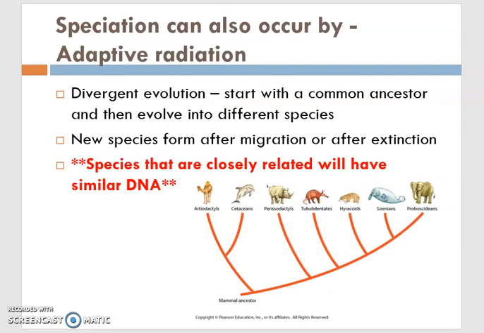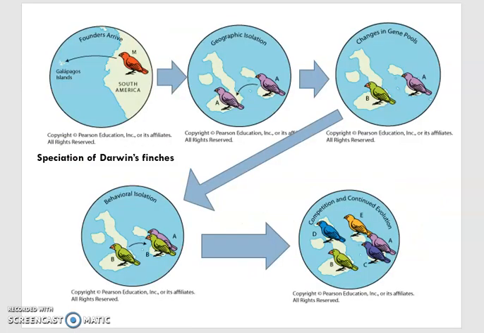Speciation can also occur due to adaptive radiation. This is, again, divergent evolution, and this is looking at how organisms will evolve from a common ancestor. Here's just a picture of how evolution might happen over time.